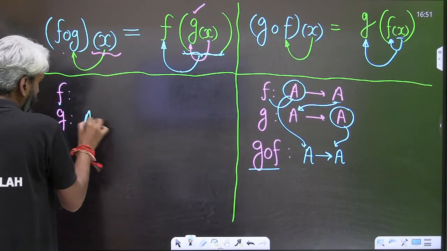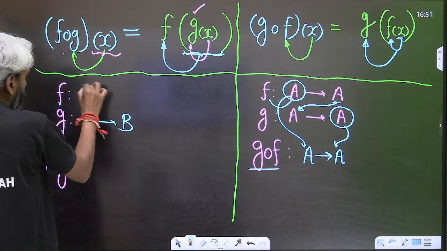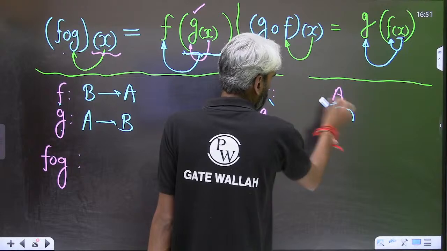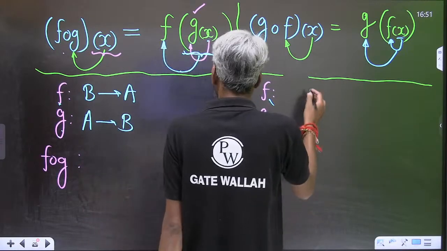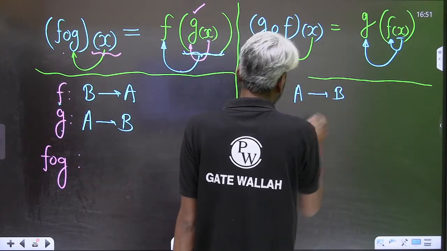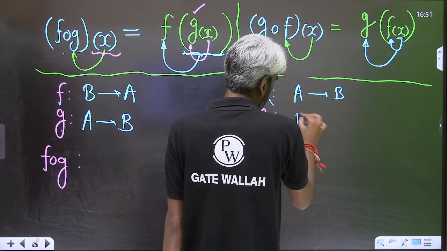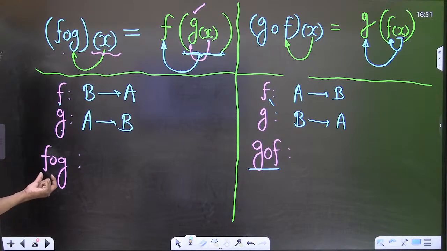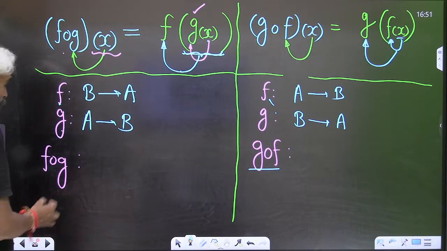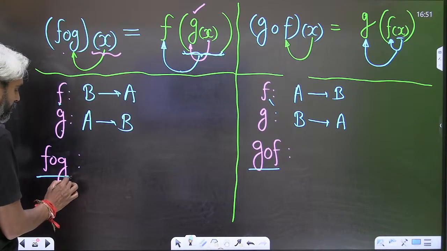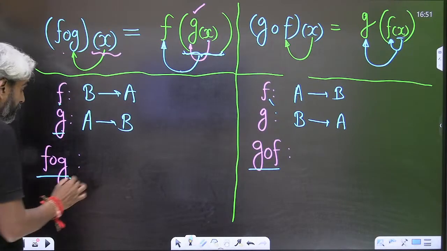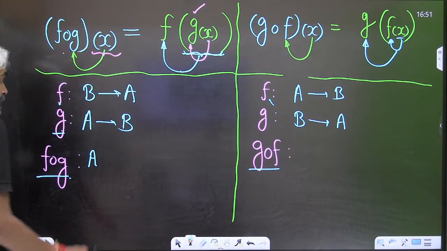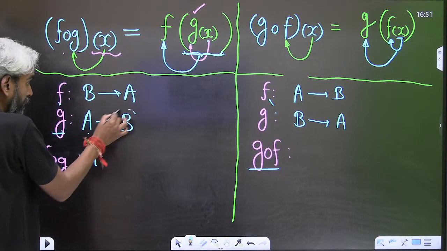g is a function defined from A to B and f is a function defined from B to A. If f is a function defined from B to A and g is a function defined from A to B, then what will be the domain of the function g of f? What will be the domain of the function f of g? Sir, the only values that can be accepted by function f of g will be exactly the same as the values that can be accepted by function g. Therefore, it will take the value from set A, and function g will produce the value from set B.